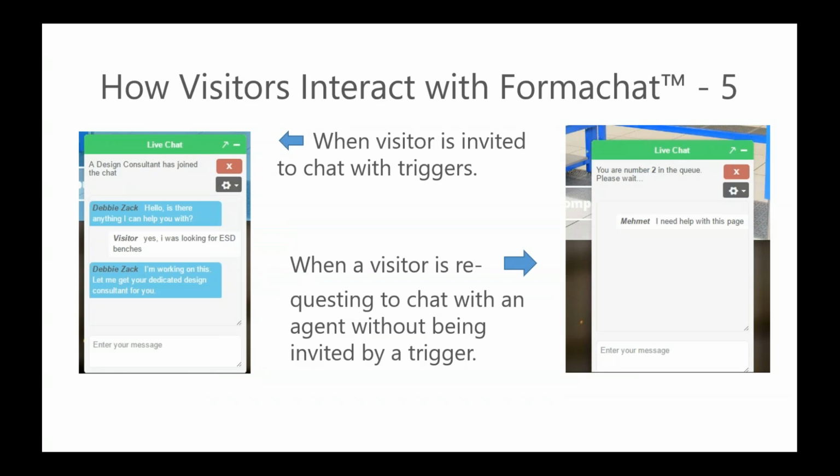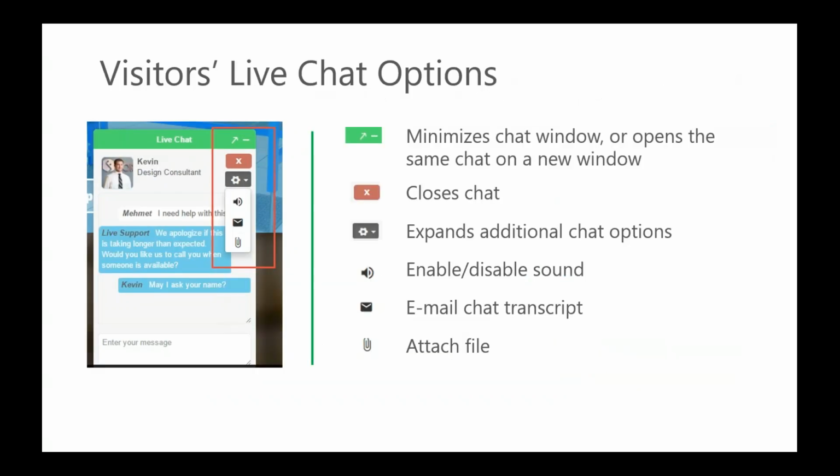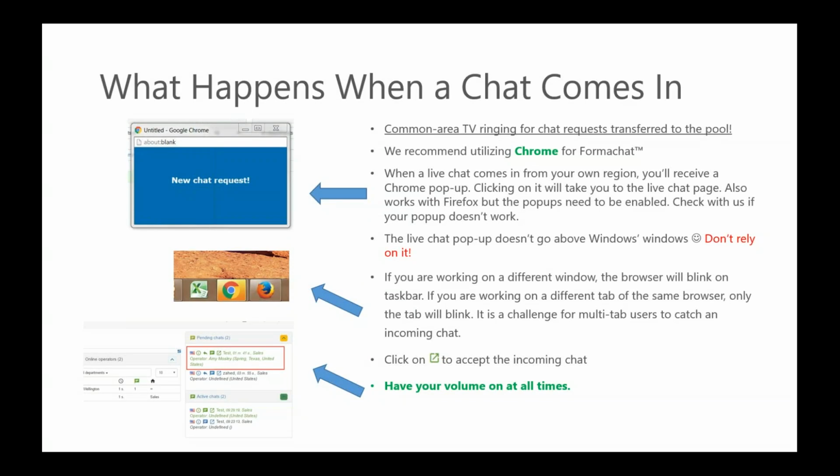All right, so this is again from the visitor angle. I'm going to skip that. And this is again how they can close or even attach a file. So you can ask visitors to attach a file if they need to share something during the live chat. It's really easy. All they need to do is open the drop down by clicking on that settings icon and then selecting the attachment. All right, the attach icon.